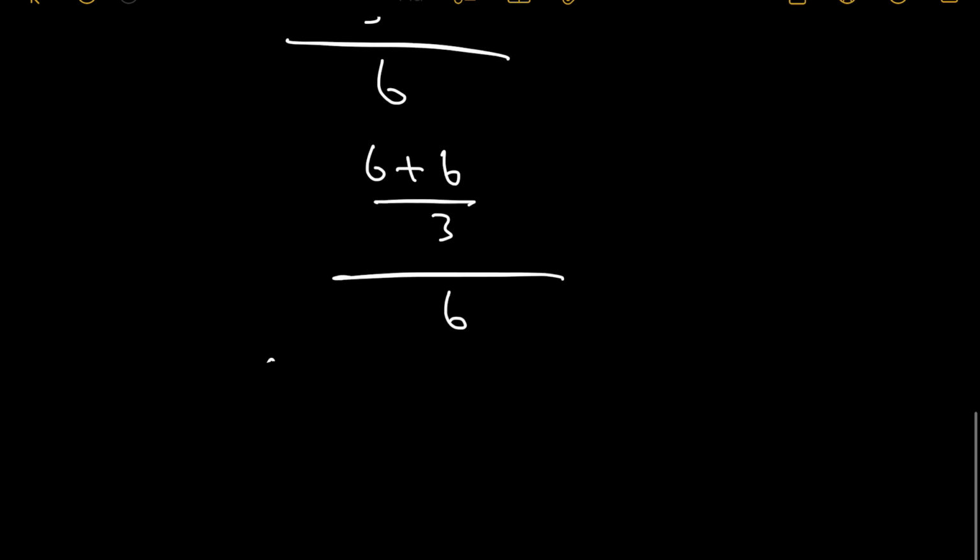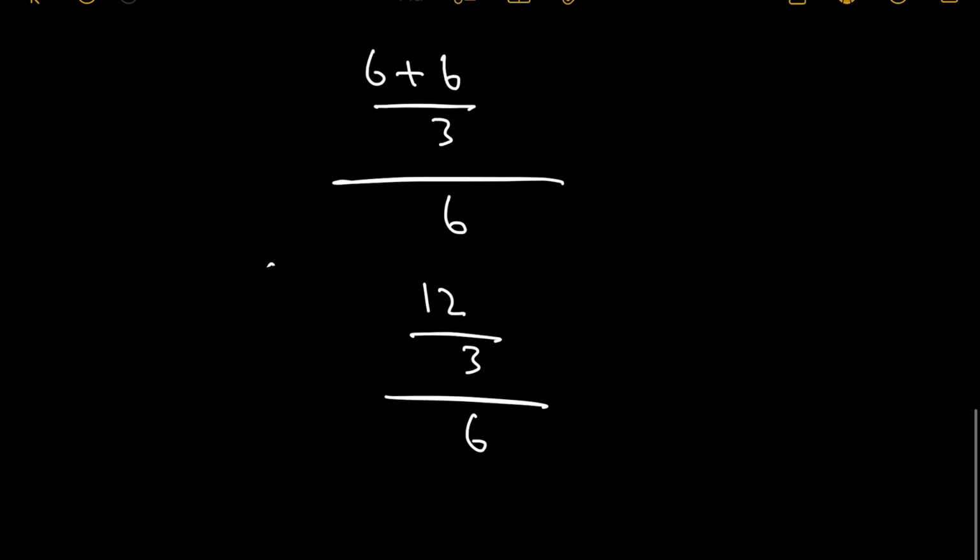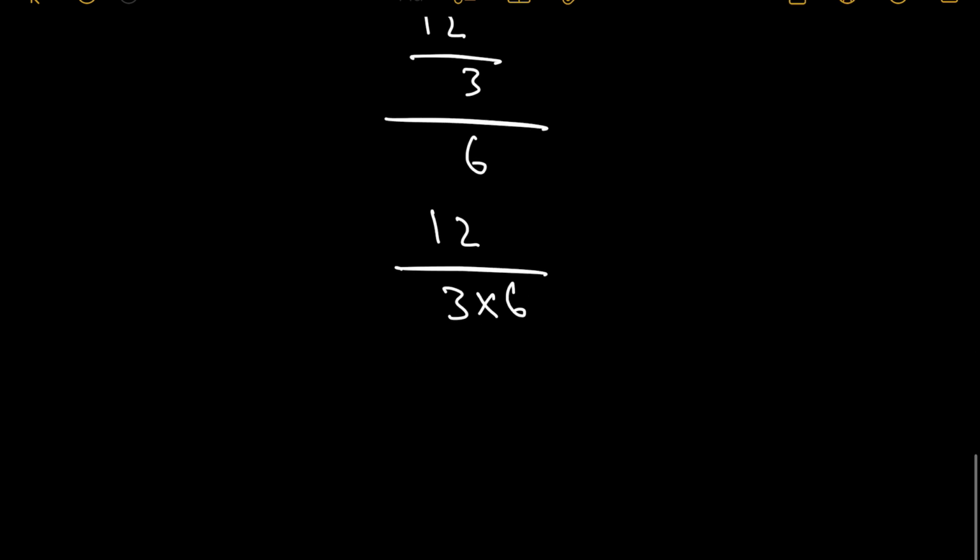Now 6 plus 6 is 12, divided by 3, and divided by 6. So now we can write it as 12 divided by 3 multiplied by 6. This is the same. So now it is 12 divided by 18.